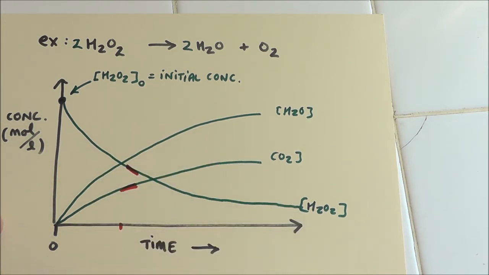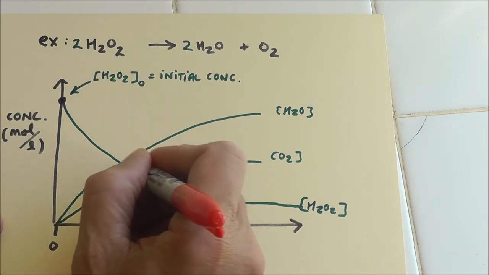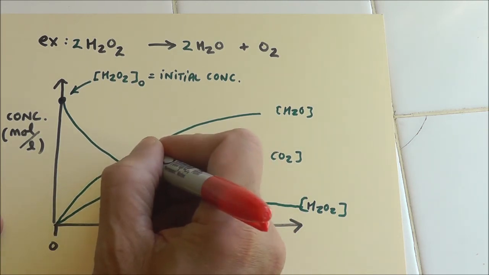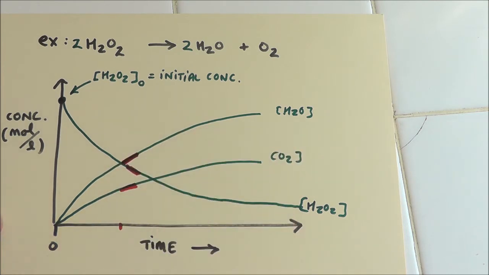That's a slope. And actually what we find out is that if I drew this correctly, two of these slopes would be the same, but one the negative of the other. And one of the slopes would be half of the other. And so what we usually do is we want to talk about the rate of the reaction as if it's one whole sort of entity.